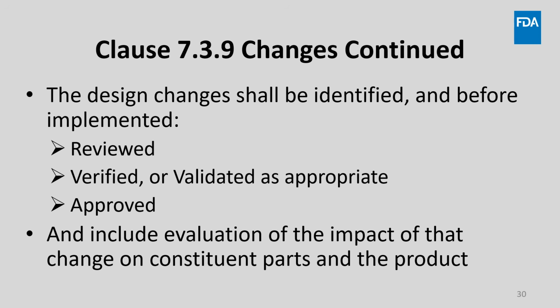Design changes must be identified and reviewed, and verified or validated as appropriate and approved before the change is implemented. Also, an evaluation or review of the impact of the change must be included, and it could consist of changes on constituent parts, product in process or product already delivered, and inputs or outputs of risk management and product realization processes. That covers a large umbrella of changes to consider as part of design and development.